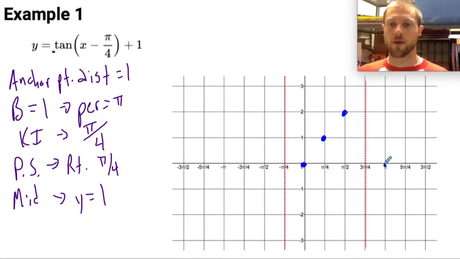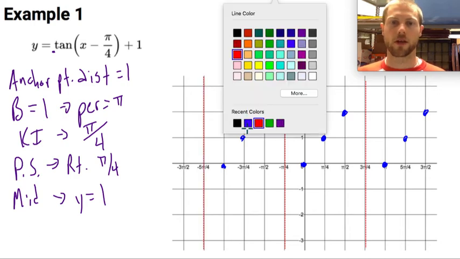So I have my lower anchor point, my center, and my upper anchor point. Moving to the left, I've got my upper anchor point, my center, my lower anchor point, and then another asymptote. So let's put all that together.